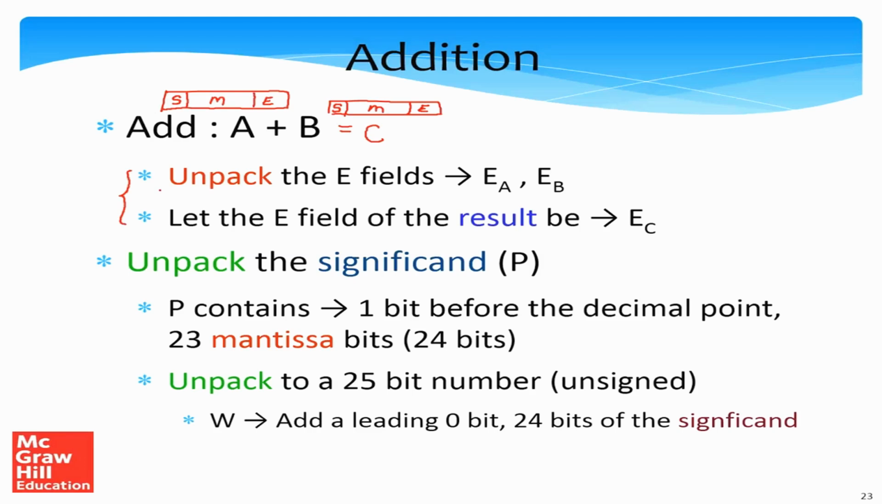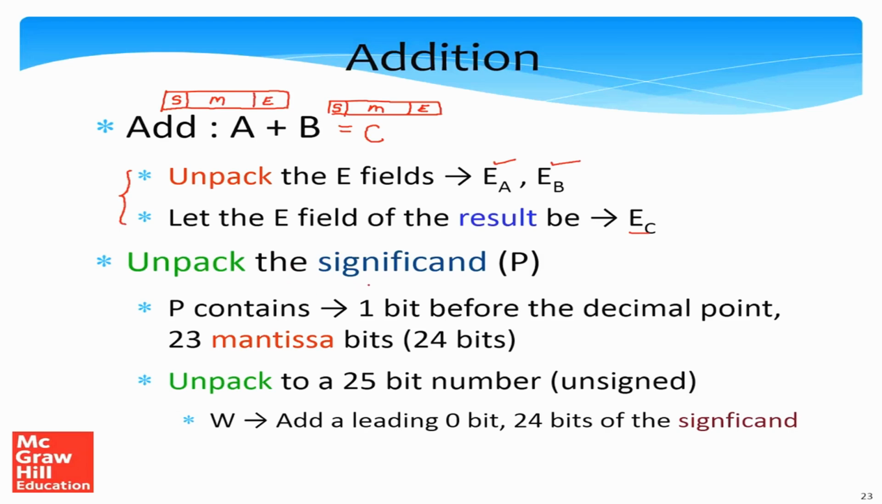So let's do one thing. Let's unpack the E fields, and unpack means let's extract them. Let's call the E field of A as EA and the E field of B as EB, and let the E field of the result be EC.